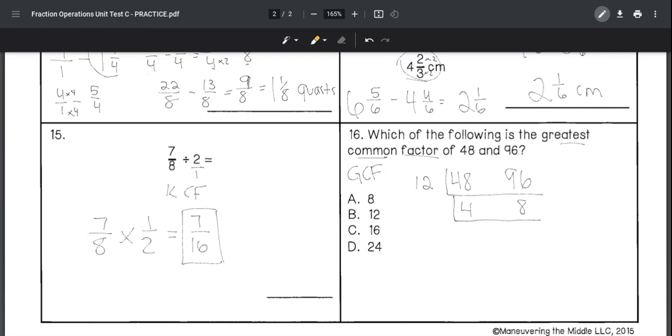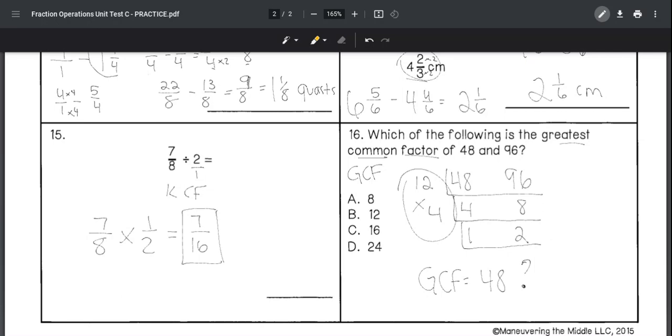And I'm like, what goes into 4s and 8s? Well, the biggest thing I can think of is a 4. So how many 4s make a 4? 1. How many 4s make an 8? 2. And I look at my next step and I can't break those up anymore. So to find the greatest common factor, circle your outside and multiply. I get my greatest common factor equals 48. However, that's not one of the options, is it?